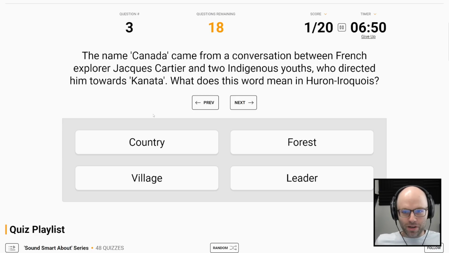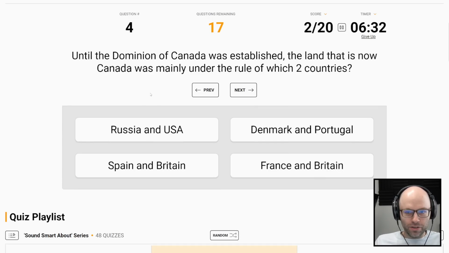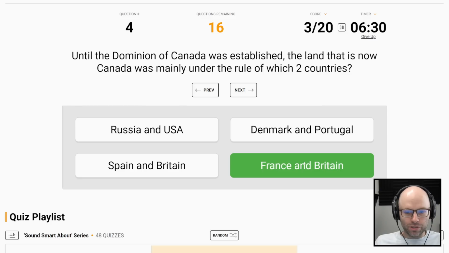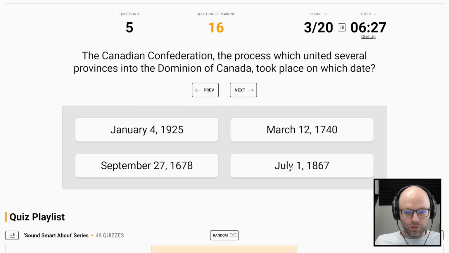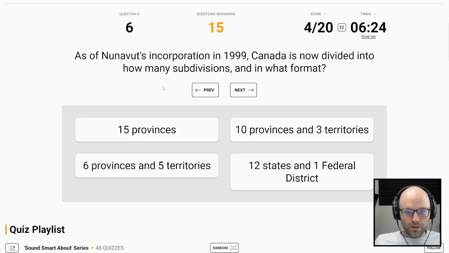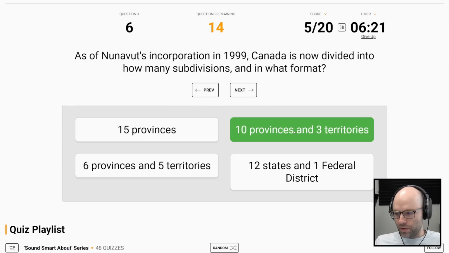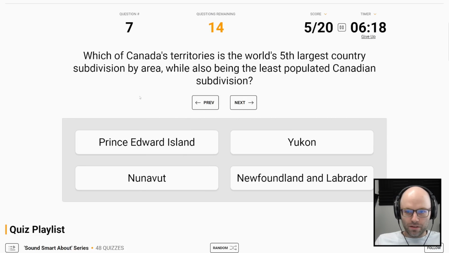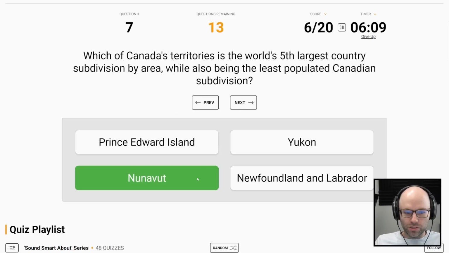The name Canada came from a conversation between French explorer Jacques Cartier and 2 indigenous youths who directed him towards Canada. What does this word mean in Huron Iroquois? It means village. Until the Dominion of Canada, it was basically France and Britain. Canadian Confederation was July 1st, 1867. Nunavut means that we have 10 provinces and 3 territories. Which of Canada's territories is the 5th largest country subdivision by area while also being the least populated Canadian subdivision? That would be Nunavut still.